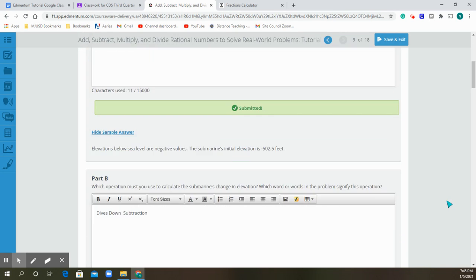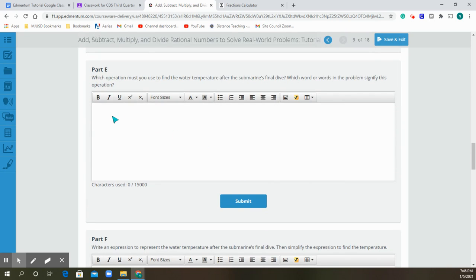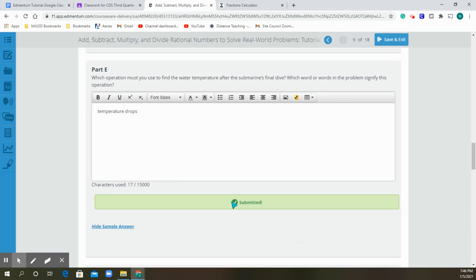That's the first part. I know there's a lot of scrolly stuff going on here, which is not easy on your Chromebooks, but bear with me. That we can paste. So the temperature drops. Which word or words in the problem signify this operation? Temperature drops. And then it says, let's see if that's enough.